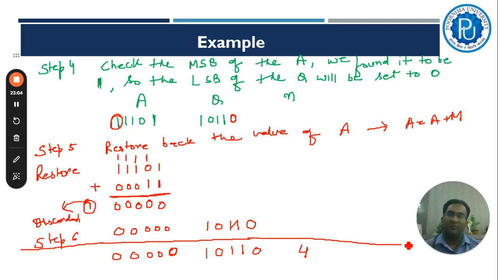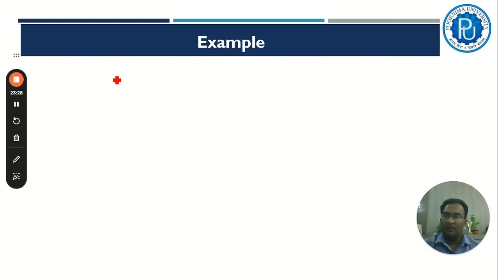How many steps do we have to do? We have to do 5 steps. We have done 1 step, so now 4 steps remain. Again, all the steps will be repeated. Let us see the values: accumulator, Q, and N. N is 4, and the value of Q is 1, 0, 1, 1, 0.